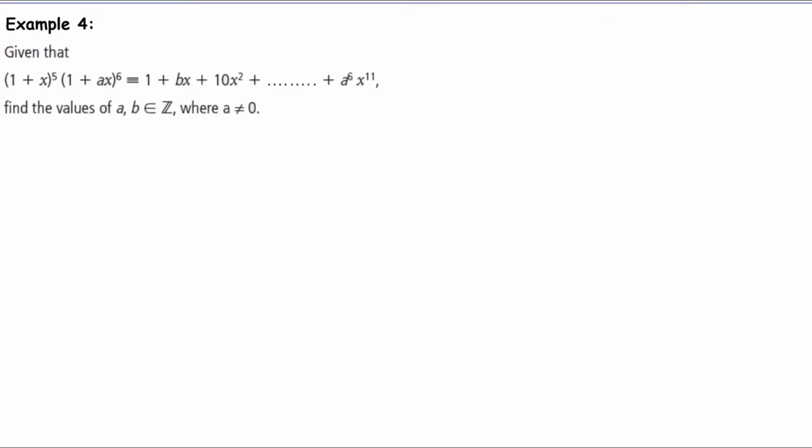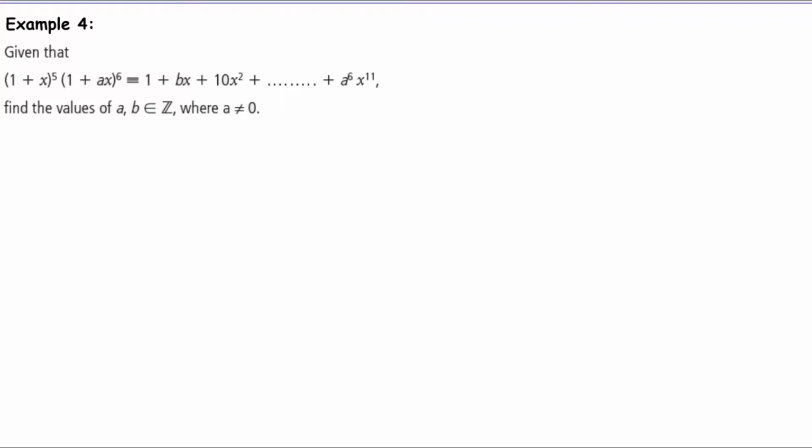In this example, it's given that (1 + x)^5 multiplied by (1 + ax)^6 is equivalent to 1 + bx + 10x² + whatever comes next, plus the last term, which is a^6 x^11. And we are required to find the values of a and b, which are integers, and where a is not equal to 0.